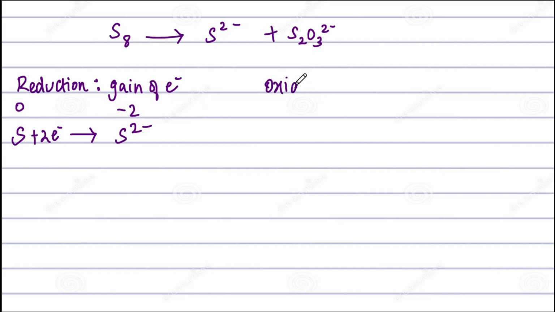Now let us see the oxidation half reaction. Again we are taking S instead of S8. So S is converted to S2O3²⁻. The oxidation state of sulfur changes from 0 to +2. But you have to balance the sulfur atoms first. In the reactant only one sulfur atom is there, in the product you have two sulfur atoms, so in the reactant you have to write 2S. Then see the change in oxidation state. The difference in oxidation state is 2 electrons lost, but 2 atoms are involved. So for one atom it is 2, then for 2 atoms it is 4. So 4 electrons are lost.